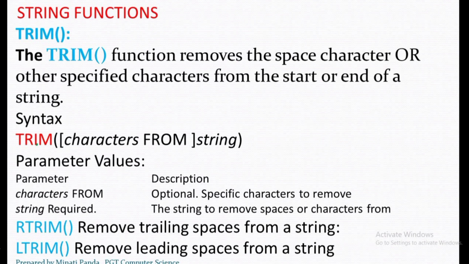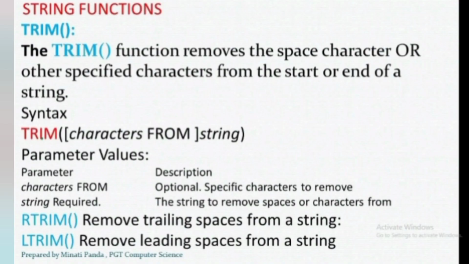In this video we will discuss the TRIM function, which is used to remove the space character or other specified characters from the start or end of the string. Syntax is TRIM characters from string. Here, characters from is optional. If we want to remove a specific character, then only we should write characters from. String is required. This is the string from where we want to remove spaces or characters.